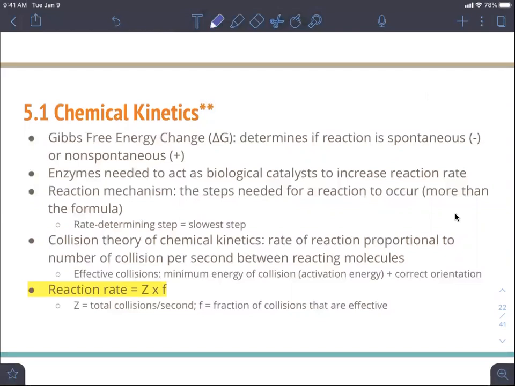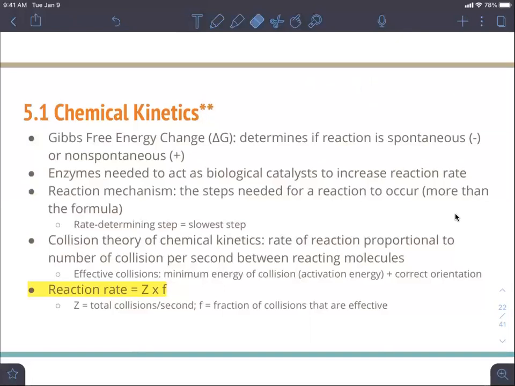In general chemistry, we mostly talk about the activation energy. The activation energy is the minimum energy of the collision. Say two molecules collide, but they don't have enough energy. Nothing is going to happen. But if they have enough energy, then they're going to form the product.